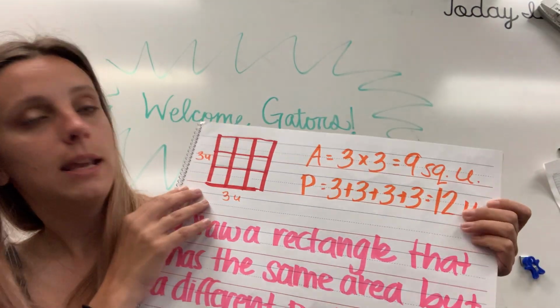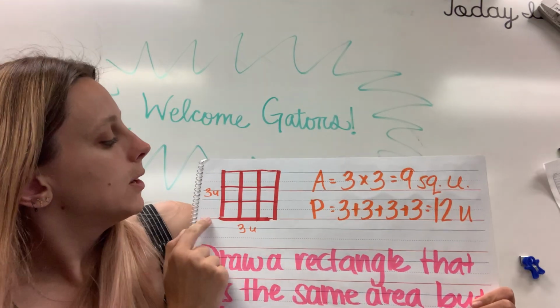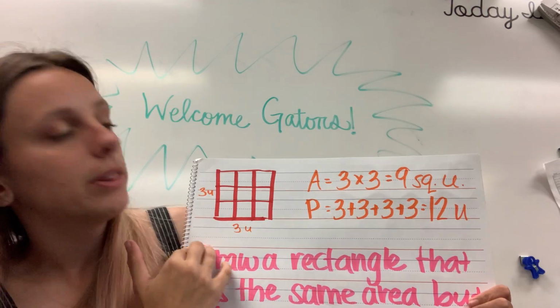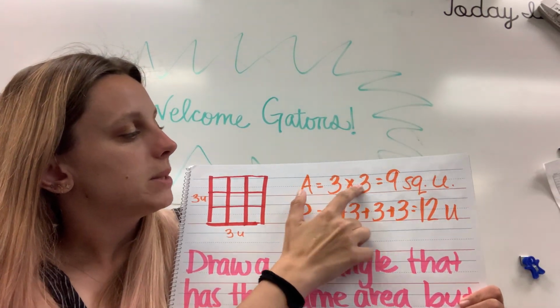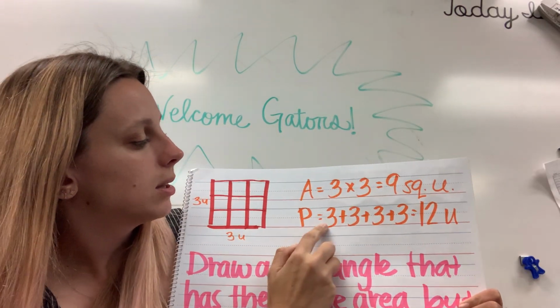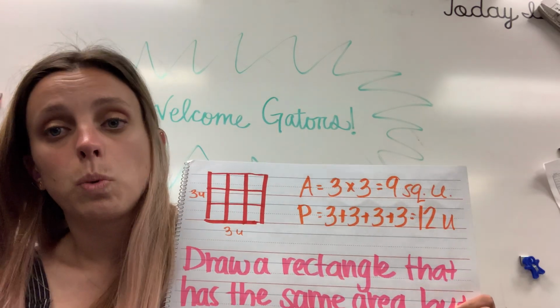So I went ahead and took our rectangle out of the book. This time it's a square. So this is a 3 unit by 3 unit square, and I've already solved for the area and perimeter. So our area is 3 units by 3 units, which is 9 square units, and our perimeter is 3 plus 3 plus 3 plus 3, which would be 12 units.